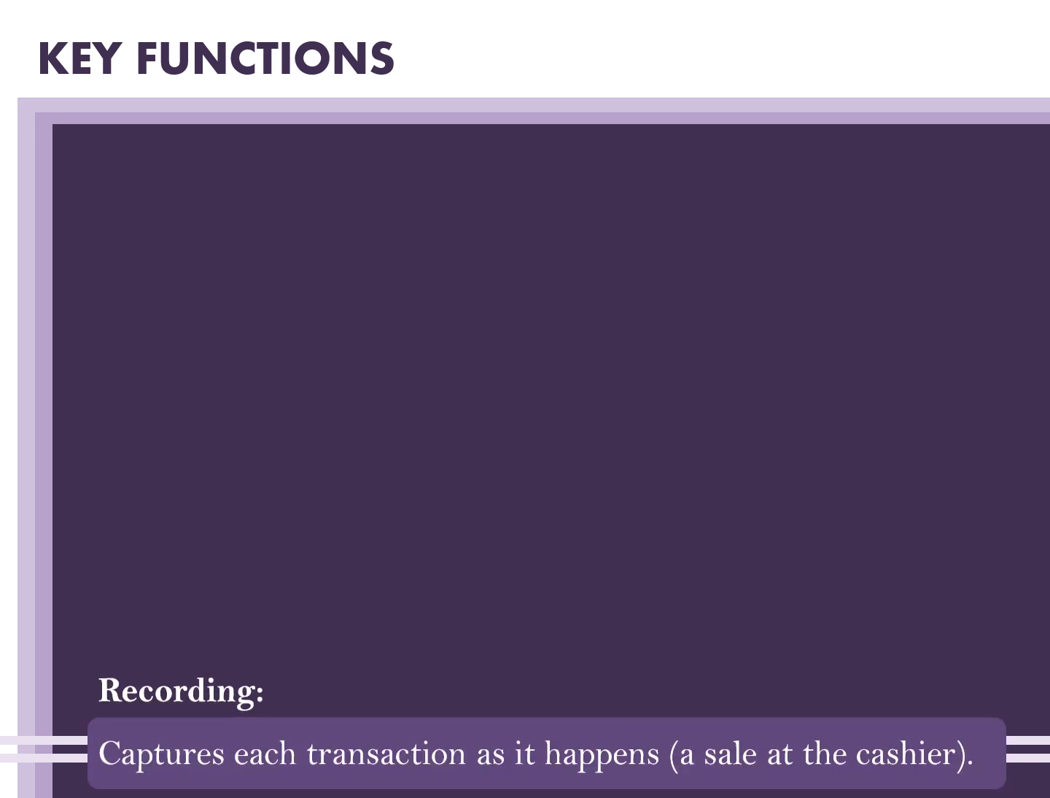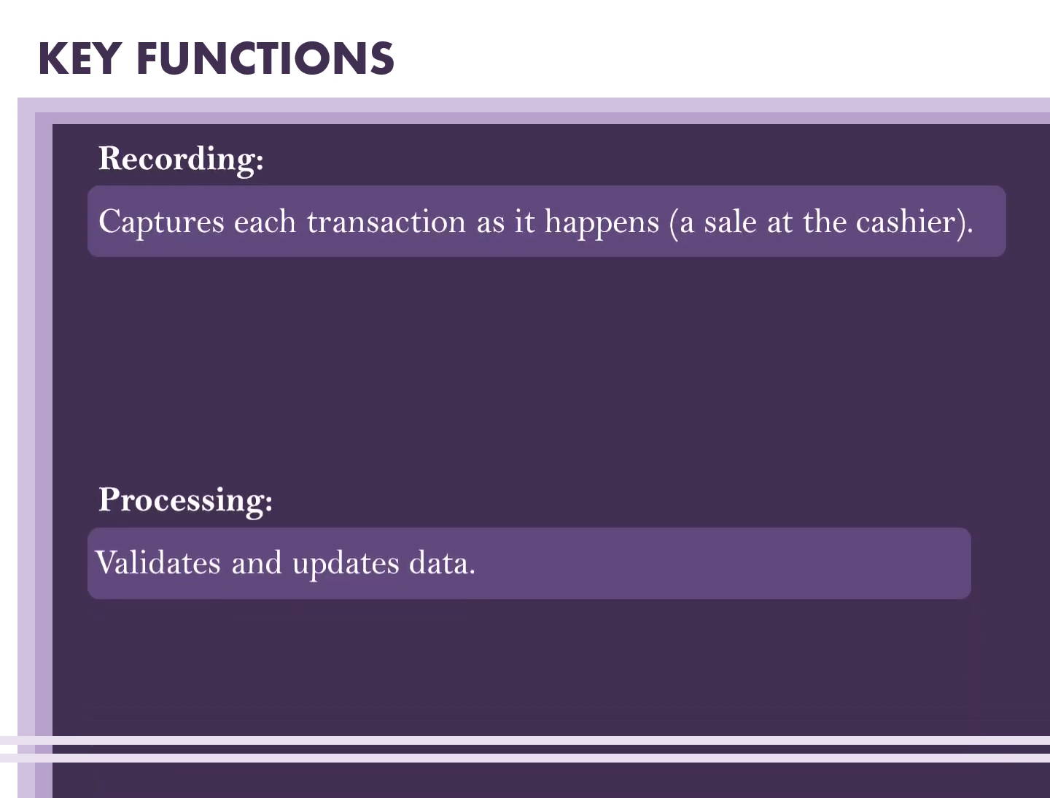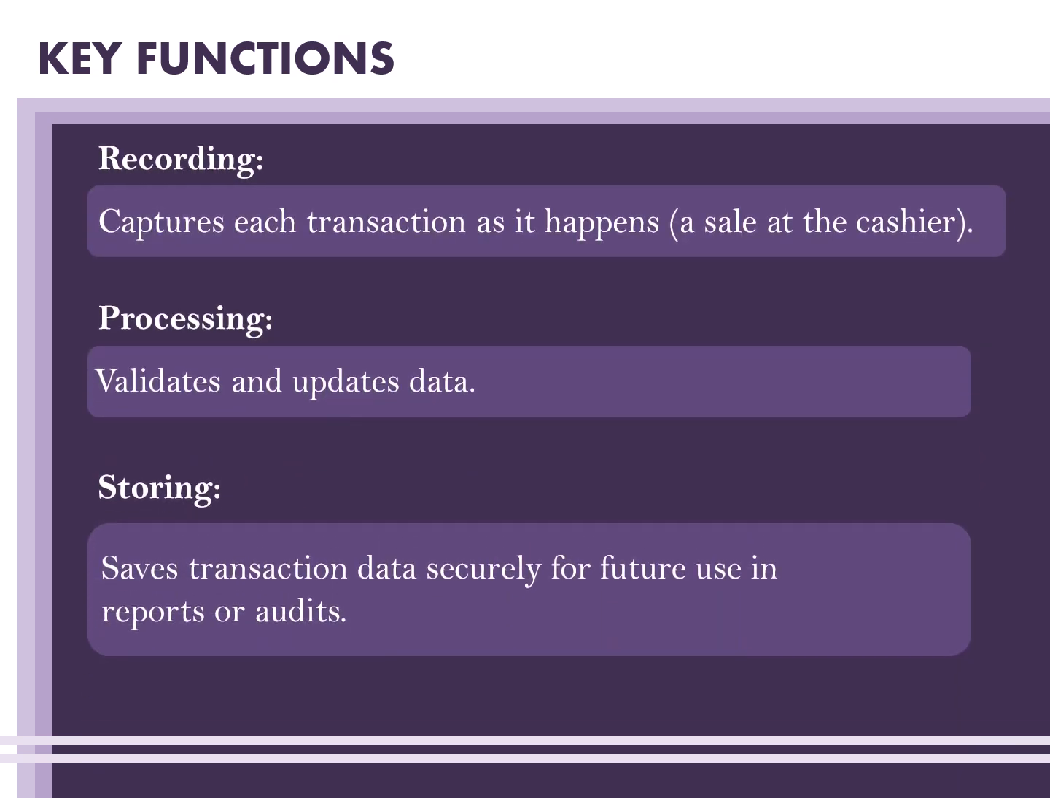So here are the key functions: recording, processing, and storing. Recording captures each transaction as it happens, for example, a sale at the cashier. Processing validates and updates data, for example, updating inventory after a sale. Storing saves transaction data securely for future use in reports or audits.